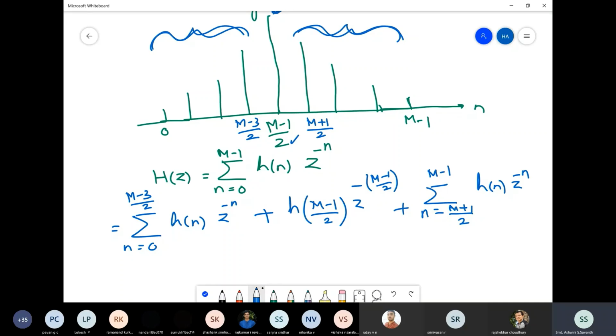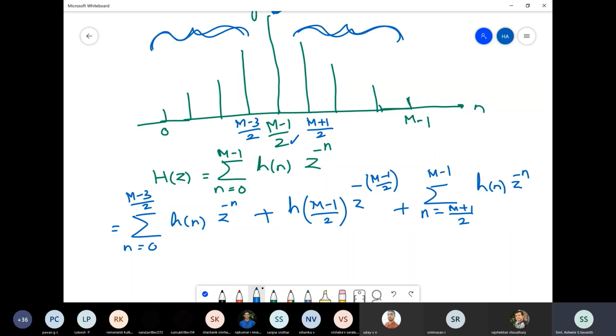Okay, and also you can see that since the values are symmetric, the frequency response that we are writing requires only half the number of samples. Okay, only with half the number of samples we can write the frequency response. That is because of the symmetry property of the impulse response, and that's exactly what we are trying to do here. Okay, now what do we do in the second summation?